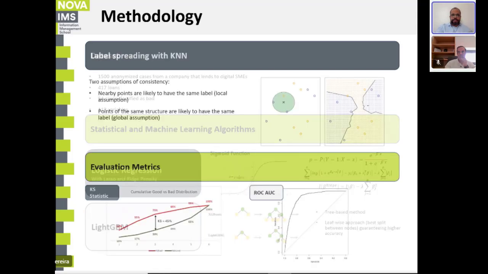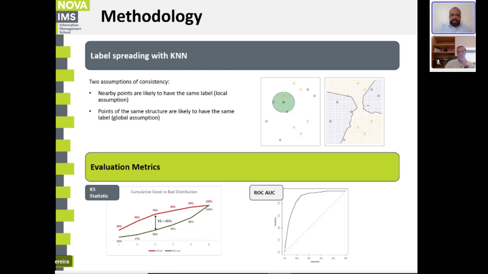In terms of label spreading, it assumes that nearby points have the same label. So if an unlabeled point is surrounded by people classified as bad, it will be classified as bad, otherwise it will be classified as good. And it assumes also that the points in the overall same structure will have the same label.